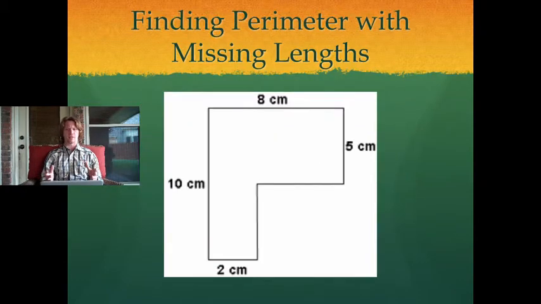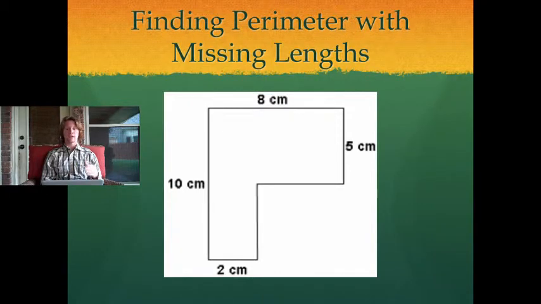This object's got a couple different places to find length. So you've been given 8 centimeters, 5 centimeters, 10 centimeters, and 2 centimeters. So you need to find the 2 missing lengths down there in the bottom right corner. So I'll give you a second to do that.